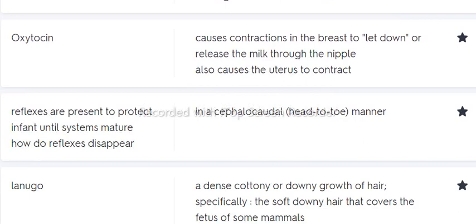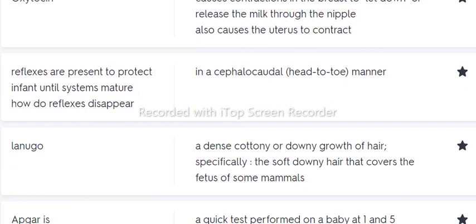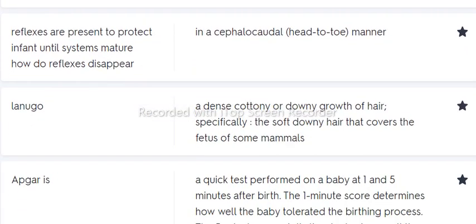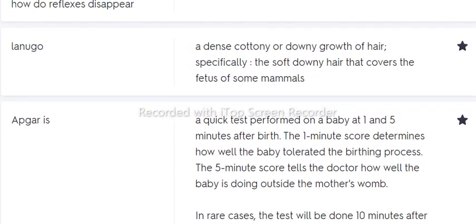Reflexes are present to protect the infant until systems mature. How do reflexes disappear? In a cephalocaudal manner. Lanugo: a dense cottony or downy growth of hair, specifically the soft downy hair that covers the fetus of some mammals. Apgar.